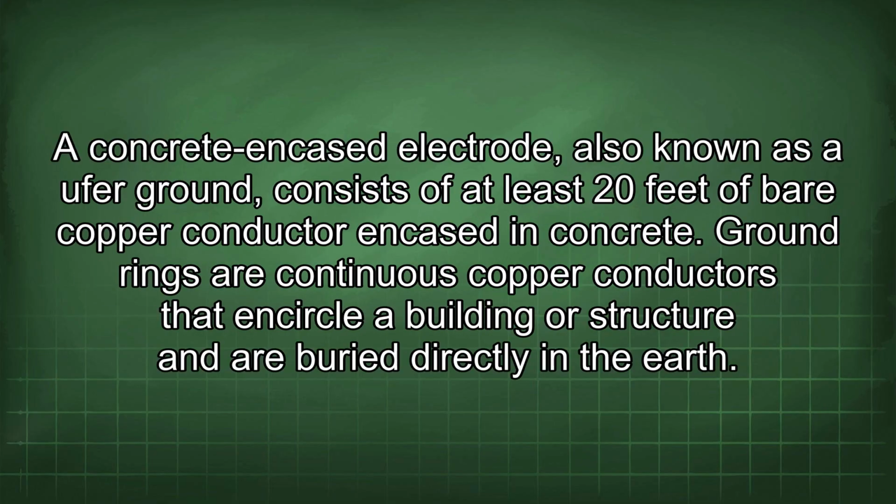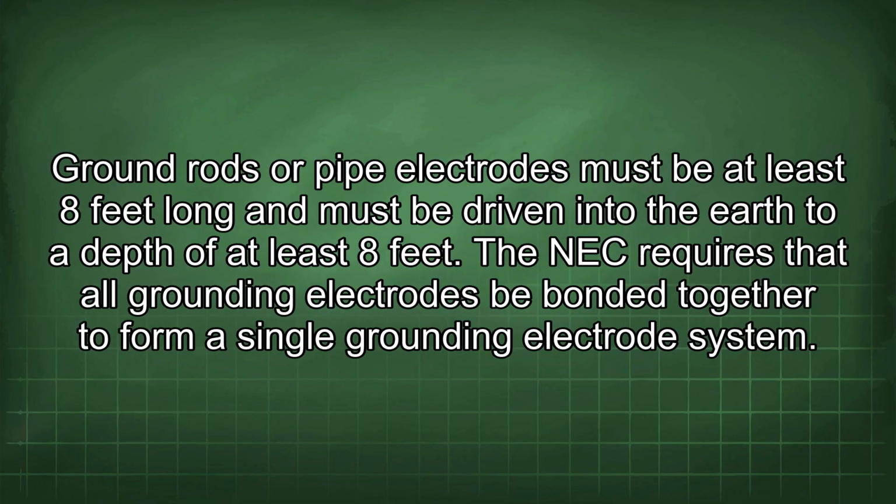A concrete encased electrode, also known as a Ufer ground, consists of at least 20 feet of bare copper conductor encased in concrete. Ground rings are continuous copper conductors that encircle a building or structure and are buried directly in the earth. Ground rods or pipe electrodes must be at least 8 feet long and must be driven into the earth to a depth of at least 8 feet.